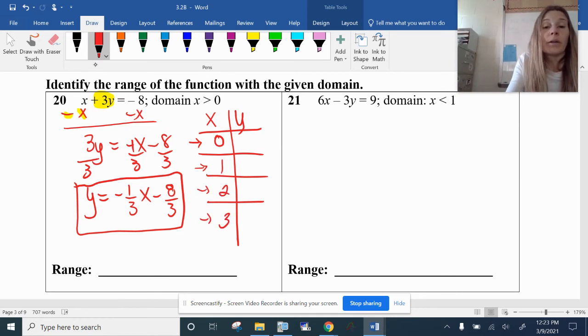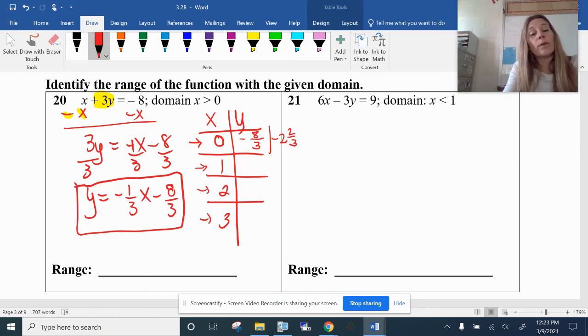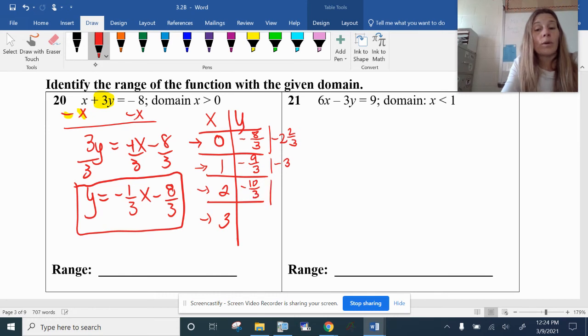So if I put a 0 in here, I'm left with negative 8/3, which is actually negative 2 and 2/3. Might be easier to think of it that way. If you put in a 1, then you have negative 1/3, negative 8/3, which is negative 9/3, which is negative 3. If you put in a 2, you would get negative 10/3, which is negative 3 and 1/3. And if you put in a 3, you end up with negative 11/3, which is negative 3 and 2/3.